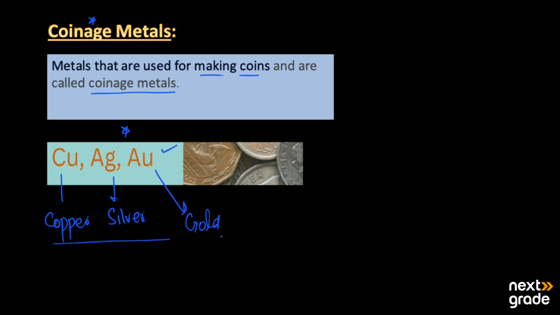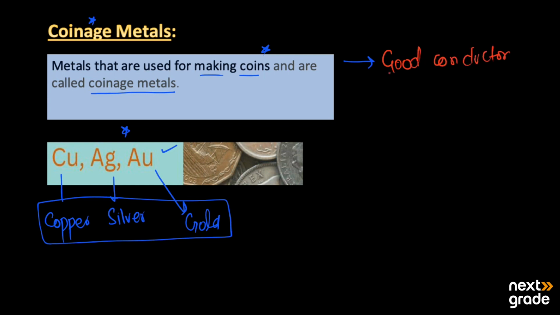All these three metals are known as the coinage metals, and they are mainly used for the preparation of coins. Their main property is that they are good conductors of heat as well as electricity. They are considered conductors due to the free electrons present in their valence shell. So the coinage metals are also very important.